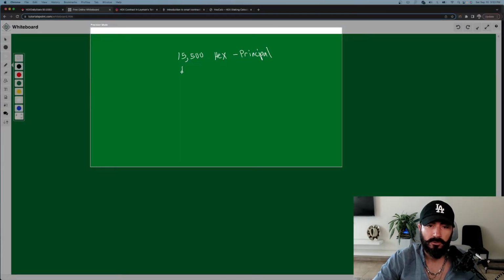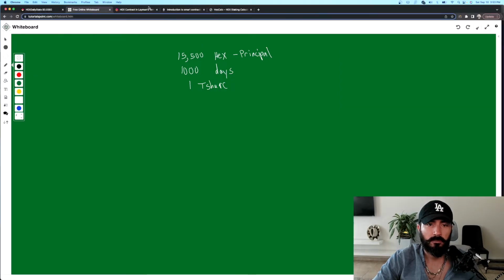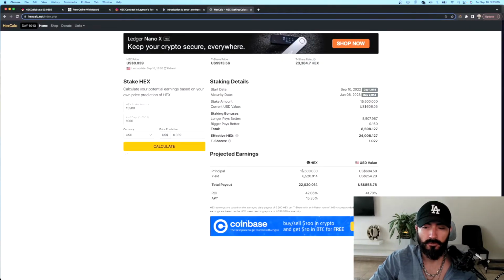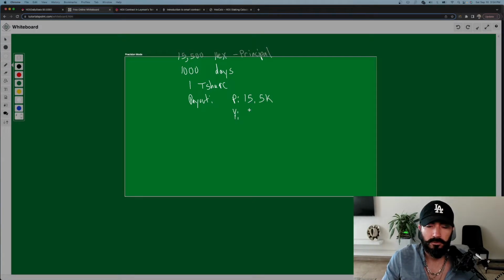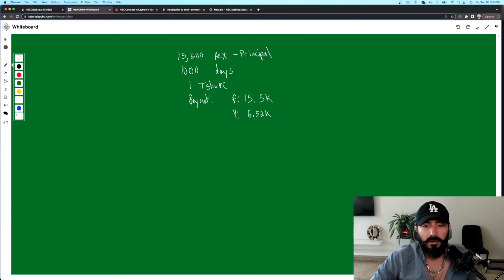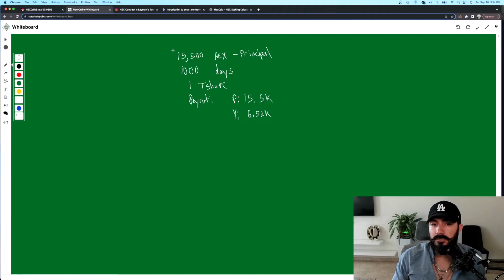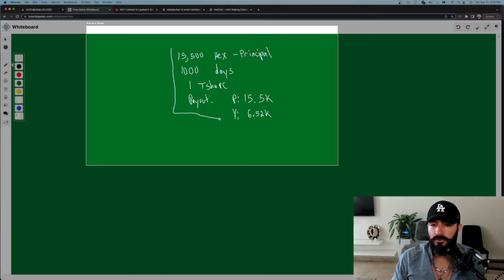The duration is 1,000 days. You get 1 T-share. The principal is 15,500. The payout would be 6,520. So 15.5K, and the yield is 6.52K.